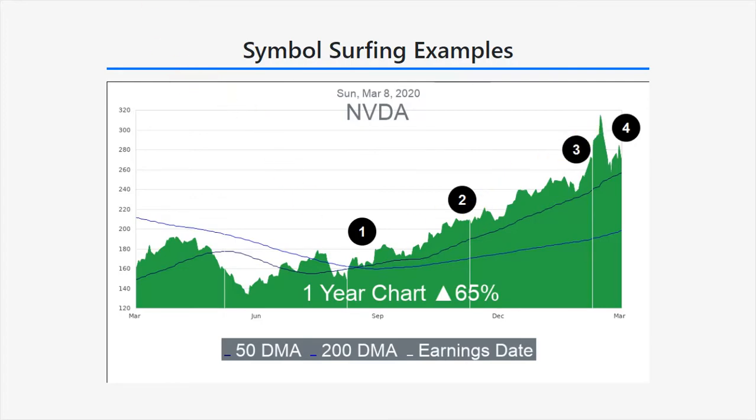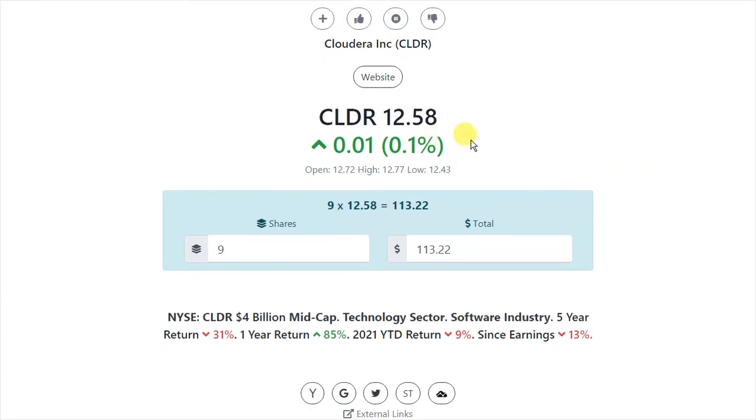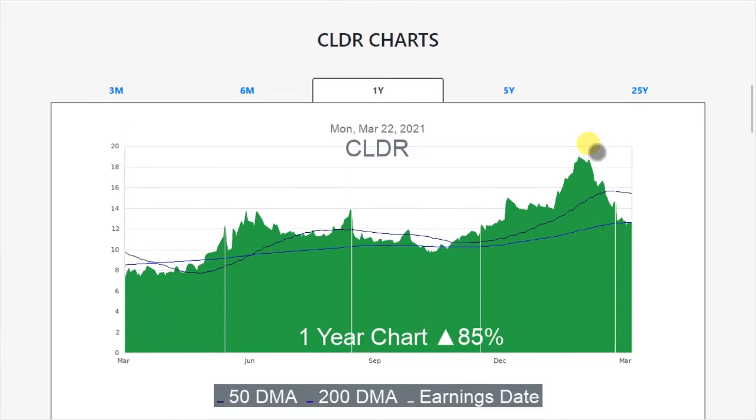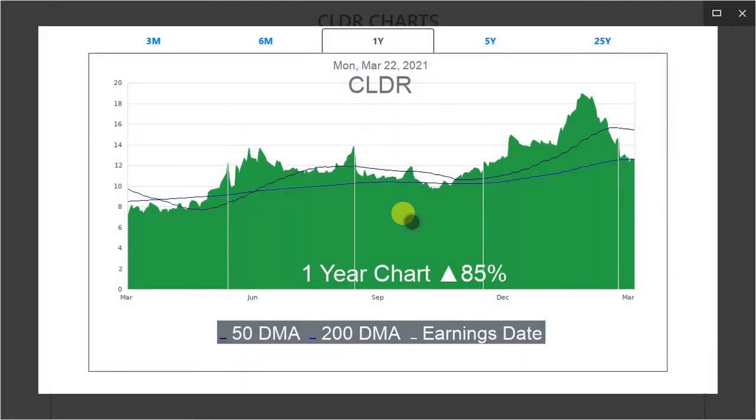Okay, so now Cldr. Cldr closed at $12.58, up a little bit today, which is great. And let's go right to the 1-year chart. To draw the trend lines, when you're looking at a symbol on Symbol Surfing, just click on the image of the chart, and that enables this drawing feature.